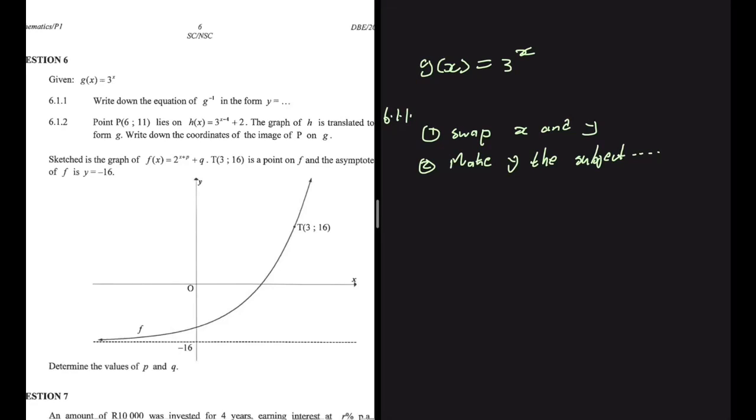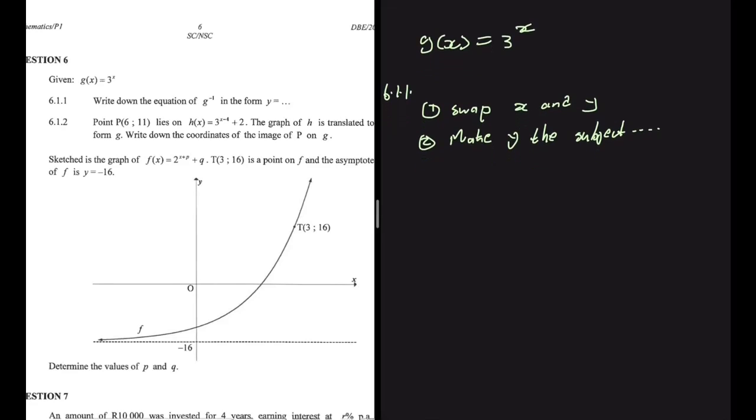So let's go ahead and follow the first step. We're saying that we need to swap x and y, right? So initially we have y is equals to 3 to the power x. If we go ahead and swap x and y, we're gonna have x is equals to 3 to the power of y. So you literally put in x in place of y and put in y in place of x. We are done with the first step. The second step, you make y the subject of the formula, right? But then y is up here right now. So we have an issue.